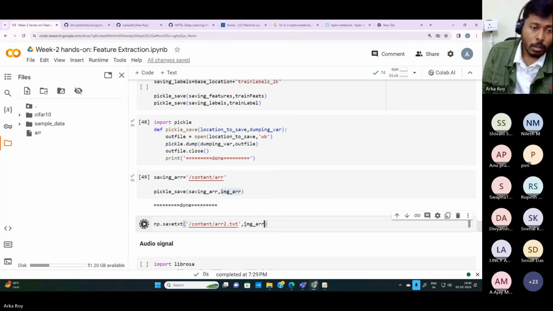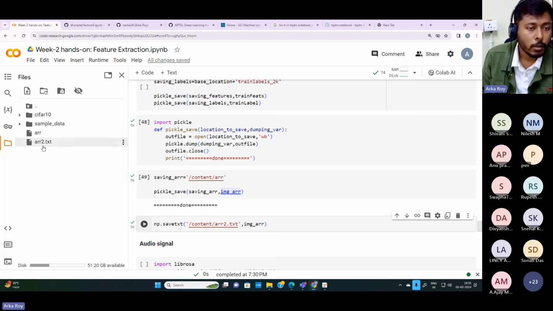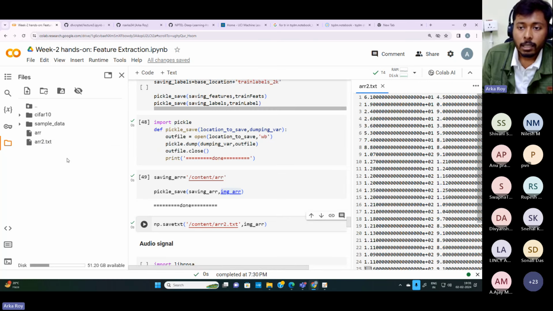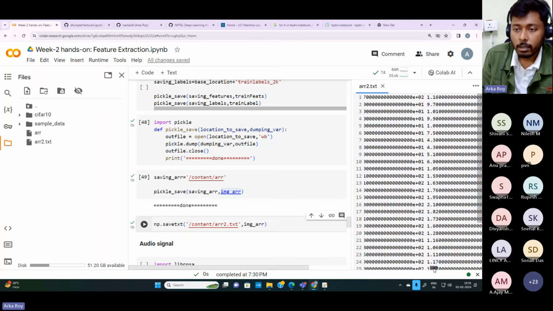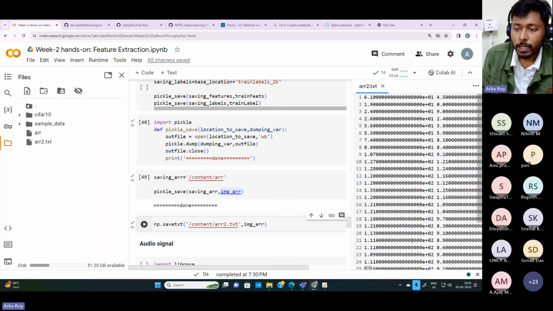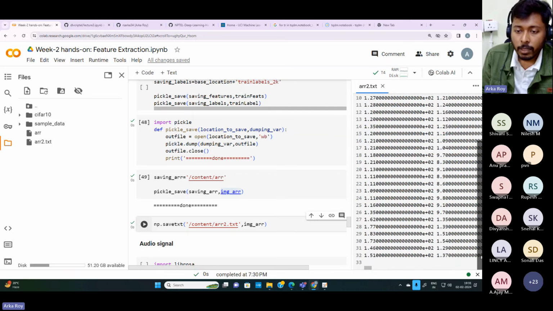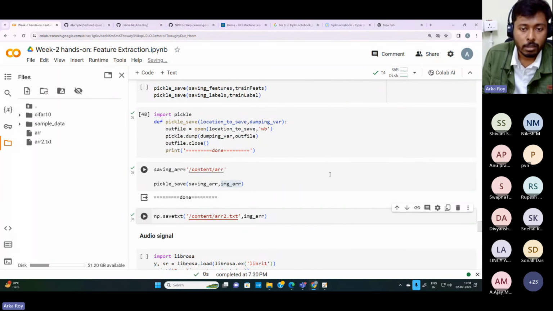Now you can see that arr2.txt has been generated. Now if you just click it, on the right hand side you'll be able to see all the values that are there. Just for the sake of verification, it will have 32 rows. So over here you can see there are 32 rows, because the image is of shape 32 by 32. So in this way you can save the variables.